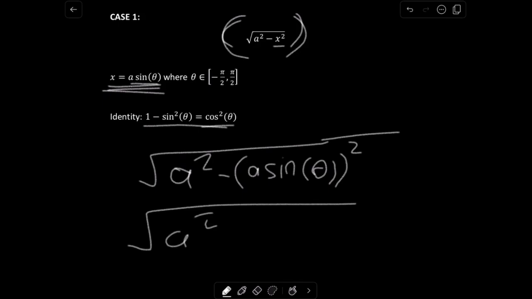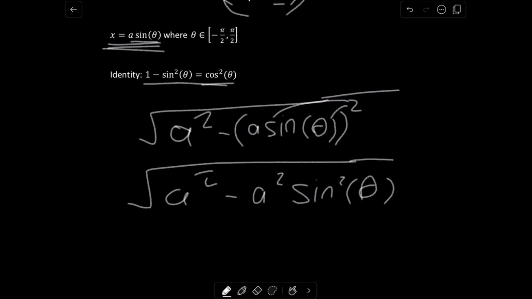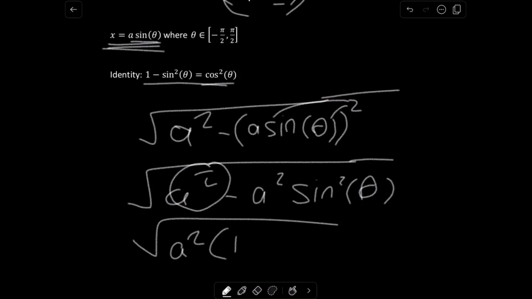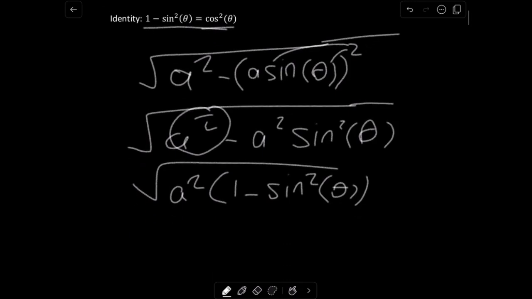So we'll get a squared minus, and then we take the a to the power 2 and sine theta to the power 2. So we'll get a squared sine squared theta. All right. And then what we can do is take out a common factor of a squared. So it'll become a squared into 1 minus sine squared theta. Hopefully you can see where this is going by now.